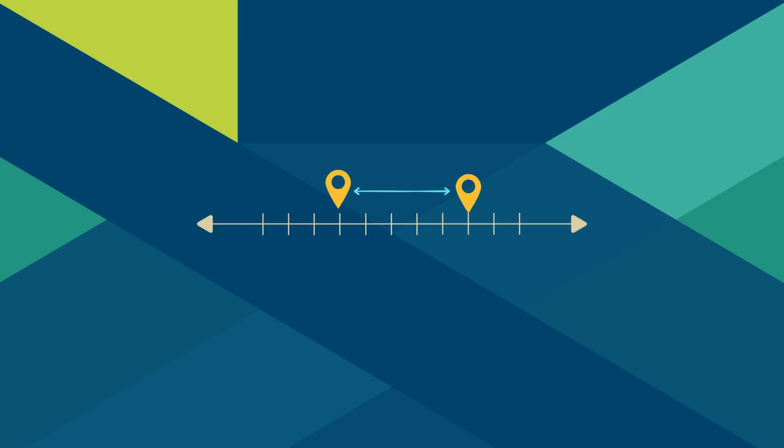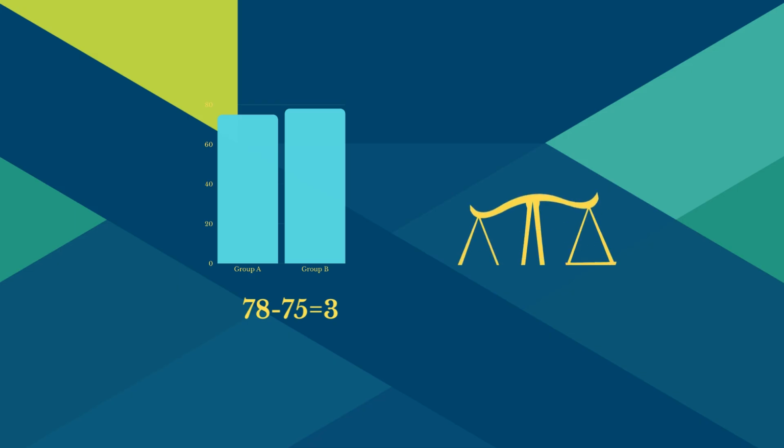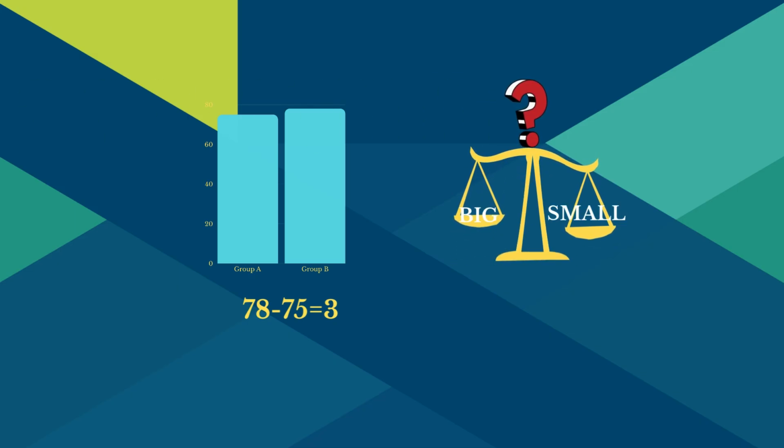The t-statistic asks, is the difference between these averages large compared to random noise? Let's understand the idea behind the t-test in simple language. Imagine two groups. Group A's average is 75 and group B's average is 78. The difference is 3 points. Now ask yourself, is a difference of 3 points big or small?